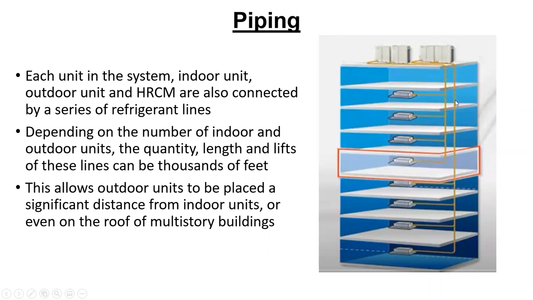Piping: each unit in the system, indoor unit, outdoor unit, and heat recovery control module, are also connected by a series of refrigerant lines. Depending on the number of indoor and outdoor units, the quantity, length, and lifts of these lines can be thousands of feet. This allows outdoor units to be placed a significant distance from indoor units or even on the roof of multi-story buildings. So you can get significant lifts. You put those on the roof and you can run those refrigerant lines down to the individual units.